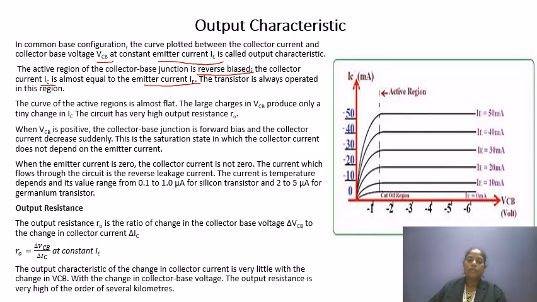The circuit has very high output resistance. The transistor meaning is transfer of resistance from low input to high, so low resistance to high resistance. Yes. So here the VCB is positive, the collector base junction is forward bias, and the collector current decreases steadily.